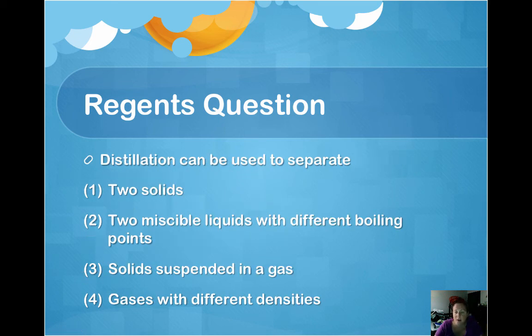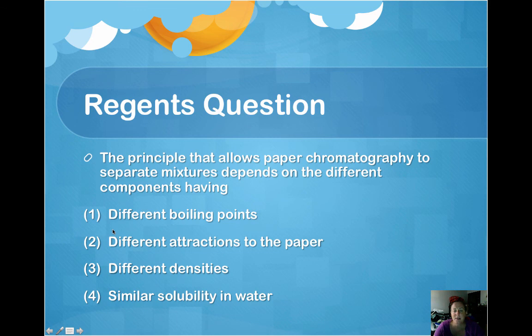Another Regents question example. Distillation can be used to separate... Distillation, remember, is for separating two liquids. It wouldn't be useful for solids, and it wouldn't be useful for gases. Distillation is used to separate two miscible liquids, or liquids that blend together, with different boiling points. So choice 2.